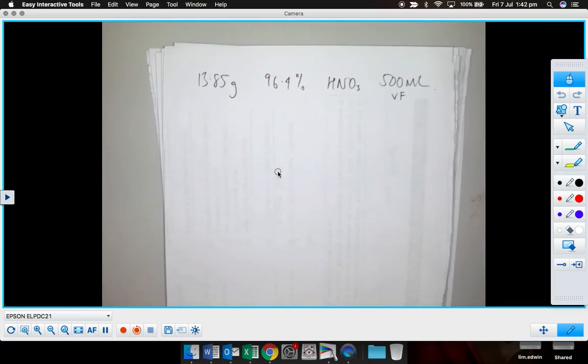Okay, so a couple of things. We need to work out the pH of this, so we need to get the concentration of this, which means that we're going to need to work out the number of moles and the volume. Well, we've got the volume there. So, where should we start?